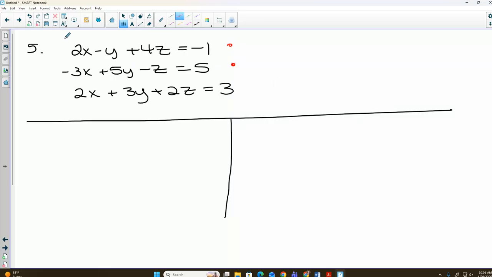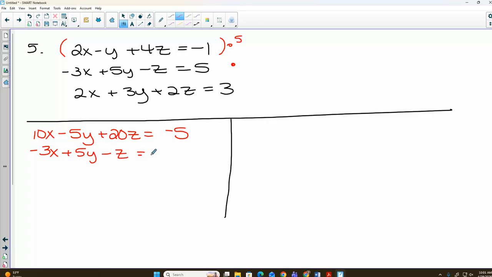Y. So to do that, I'd have to take the first one times 5. So I get a 10x minus 5y plus 20z equals negative 5. Second equation, we kept the same. When we add these together, 10x plus negative 3x will be 7x. Negative 5y and positive 5y cancel. 20z minus z is 19z. Negative 5 plus 5 is 0.